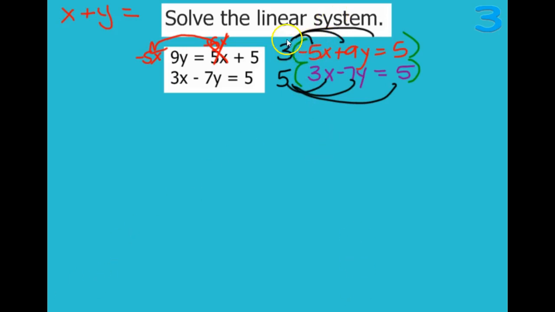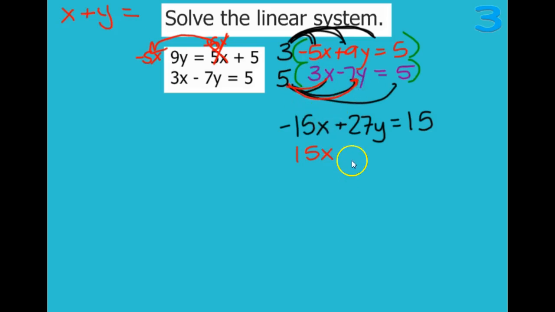So I'm going to start off with the top one. 3 times negative 5 is negative 15x. 3 times 9 is 27, so 27y, equal to 3 times 5, which is 15. Then on the bottom, 3x times 5 is 15x. 5 times negative 7 is negative 35y, equals 5 times 5, which is 25.